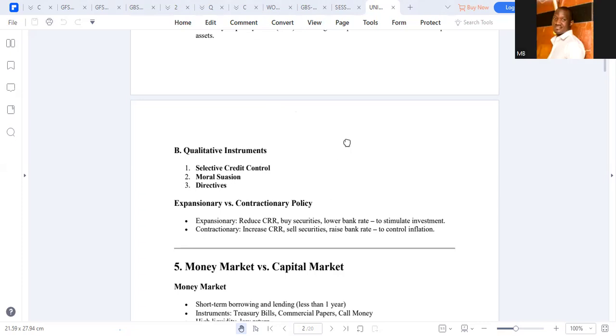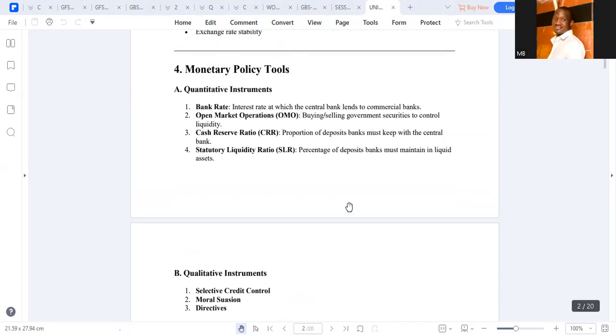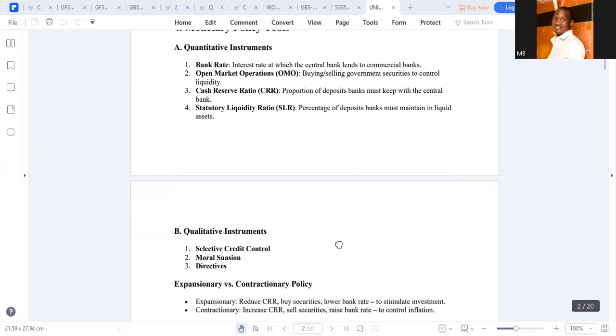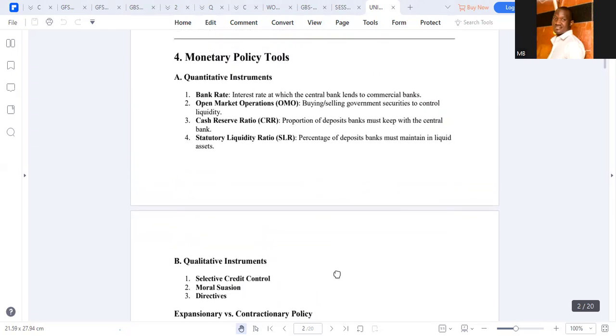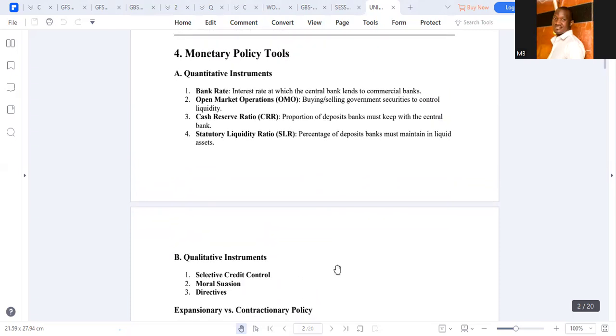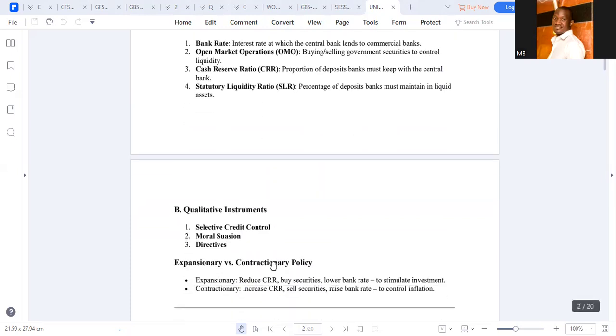So I said there are two broad instruments that the Bank of Zambia uses. For the central bank, we have quantitative and qualitative. The quantitative are the ones that you've always been knowing. Okay. So we are now looking at the qualitative instruments. Now what are these qualitative instruments and how are they used by the central bank?